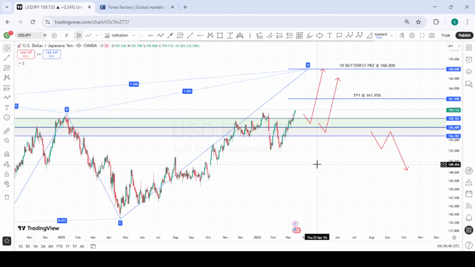So we are looking for possible buys for USDJPY, or longs for USDJPY, for the coming weeks ahead of us.